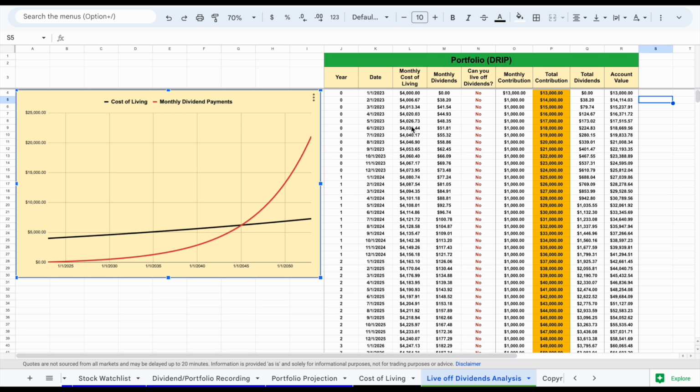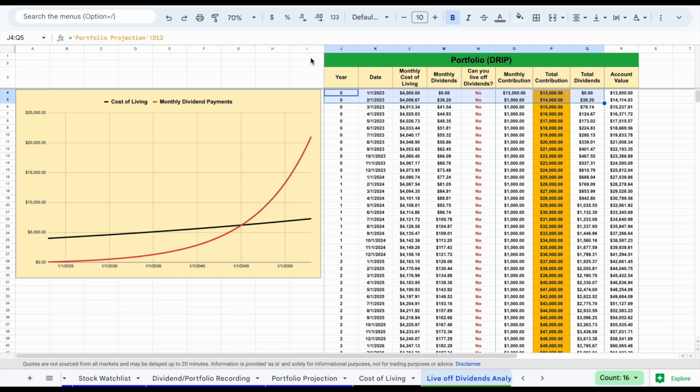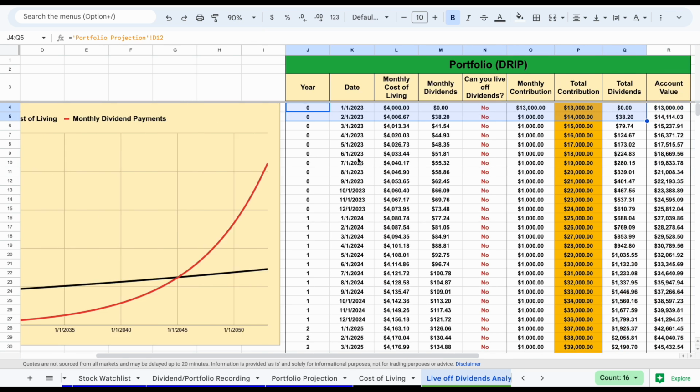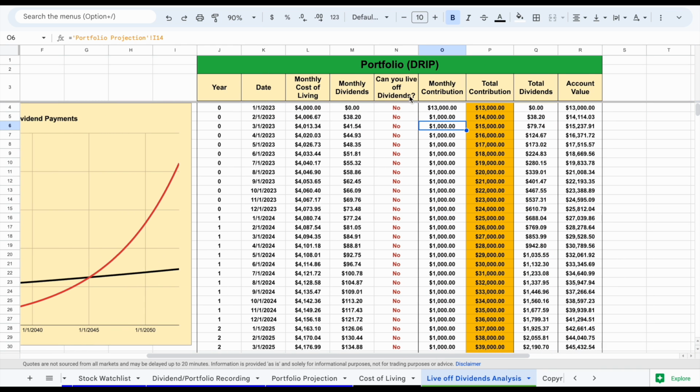Now we have this broken down a lot more with these metrics right here. So I'll go ahead and zoom in quite a bit more. We'll come over here and you can see it's going to tell you when you can live off of dividends. You're going to be able to see your total contribution over that time period, the total amount of dividends you've received, and what your account value is. And of course, we want to be able to see our monthly cost of living versus our monthly dividend payments.